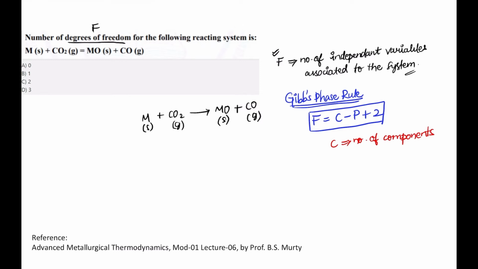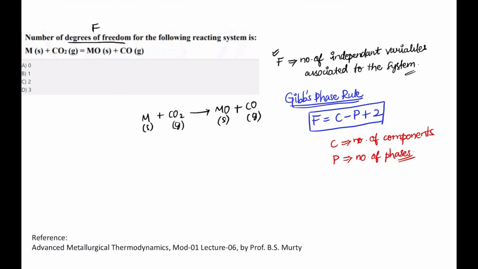What is P? P is nothing but the number of phases that are present in my system. Again, what is a phase? A phase is nothing but a chemically homogeneous, mechanically separable, and physically distinct part of your overall system. What is an example of a phase? It can be a solid phase, liquid phase, gaseous phase, alpha iron phase, gamma iron phase. So all these are known as phases, which are chemically homogeneous, mechanically separable, and physically distinct.